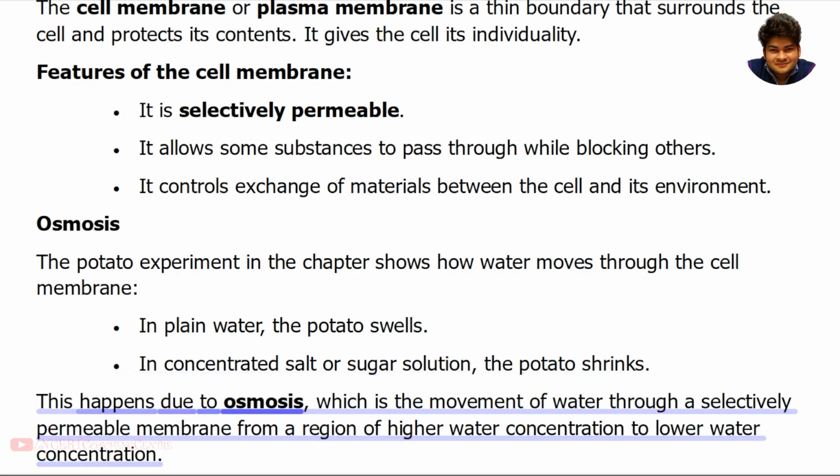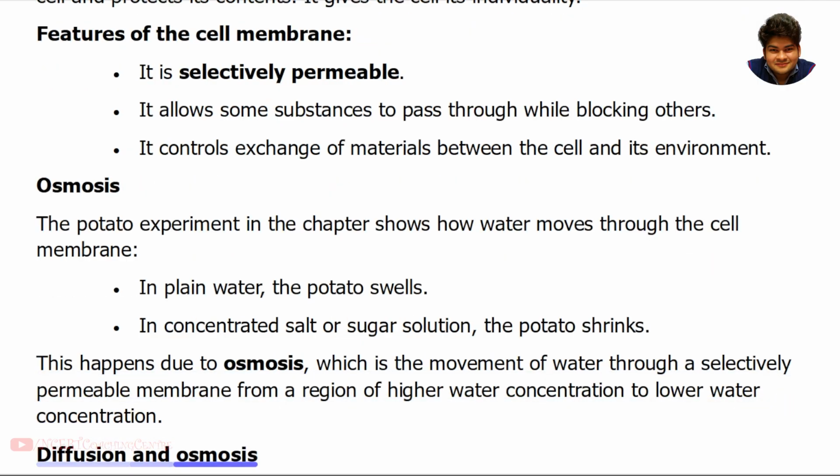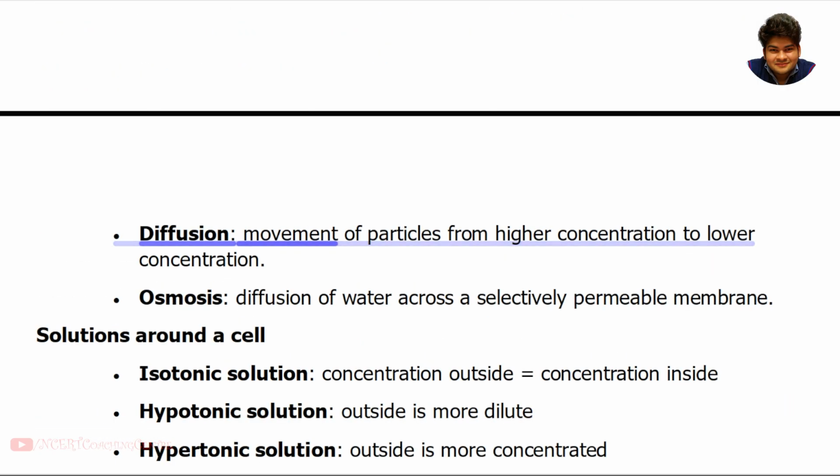This happens due to osmosis, which is the movement of water through a selectively permeable membrane from a region of higher water concentration to lower water concentration. Diffusion and osmosis. Diffusion, movement of particles from higher concentration to lower concentration. Osmosis, diffusion of water across a selectively permeable membrane.